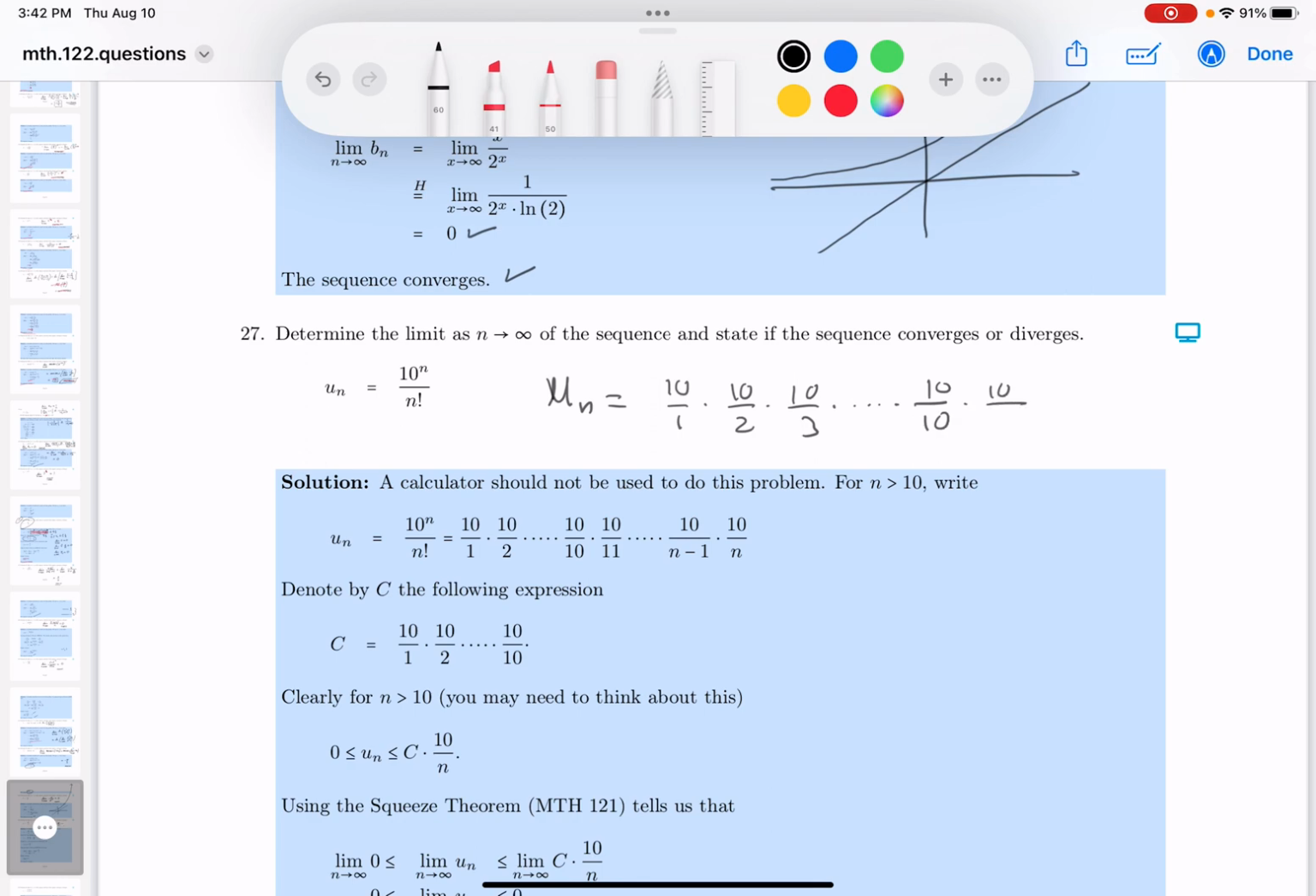Then I get to 10 over 11, 10 over 12. Getting tired again. Yada, yada, yada. Put the last two factors down: 10 over 10 and 10 over n minus 1.